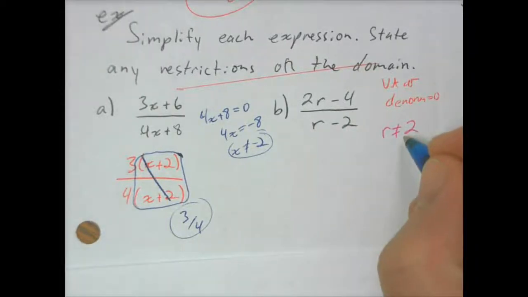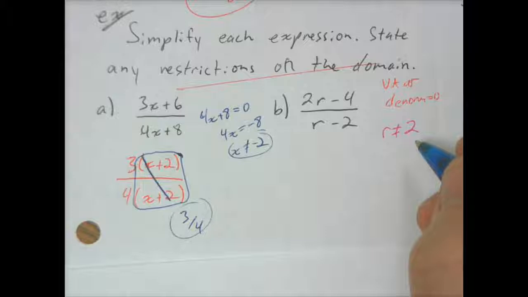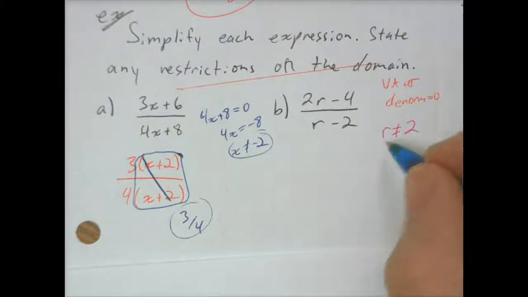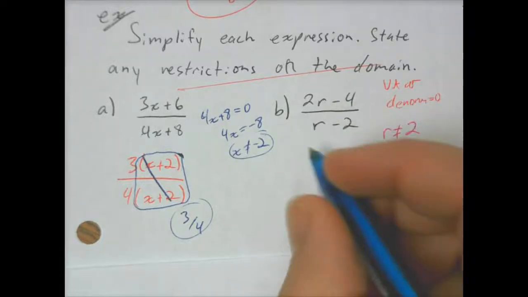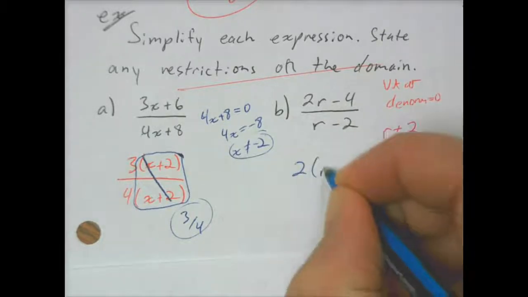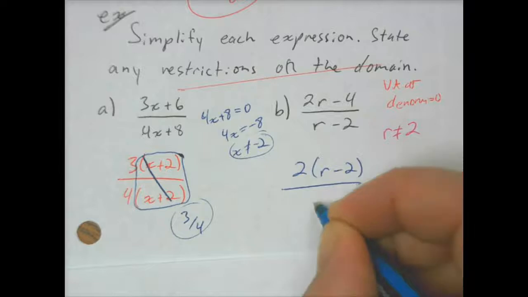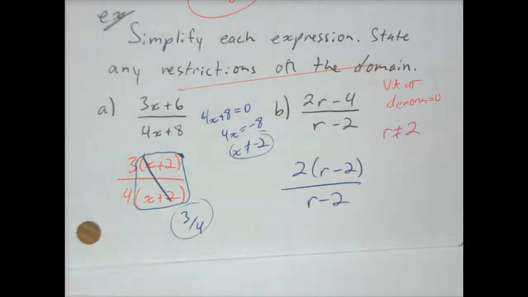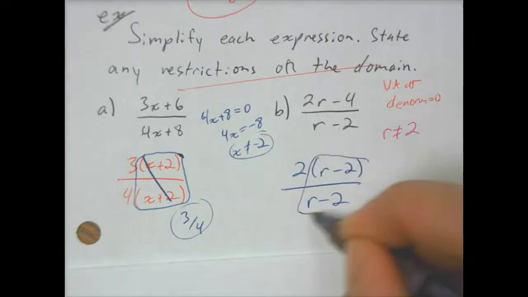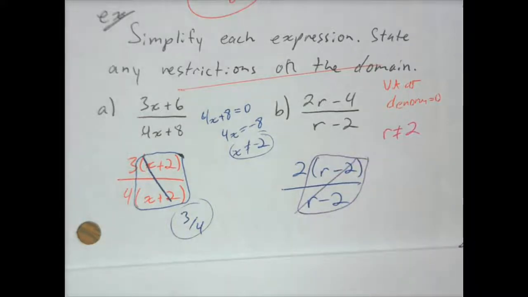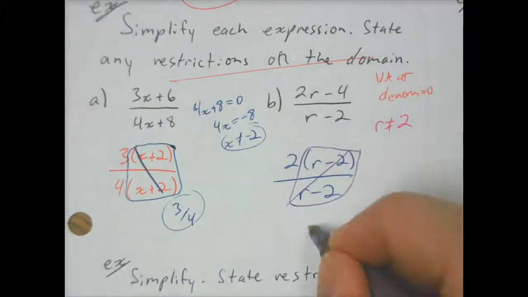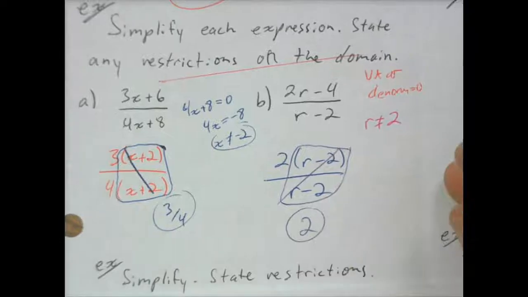I'm going to be looking for that. Just write off to the side something like r cannot equal 2, or whatever number cannot equal whatever variable you have. So here, the only thing we can factor is in our numerator, so 2 times r minus 2 over r minus 2. Those factors are now the same. This divided by this makes 1 altogether, so we are just left with 2 in the end.